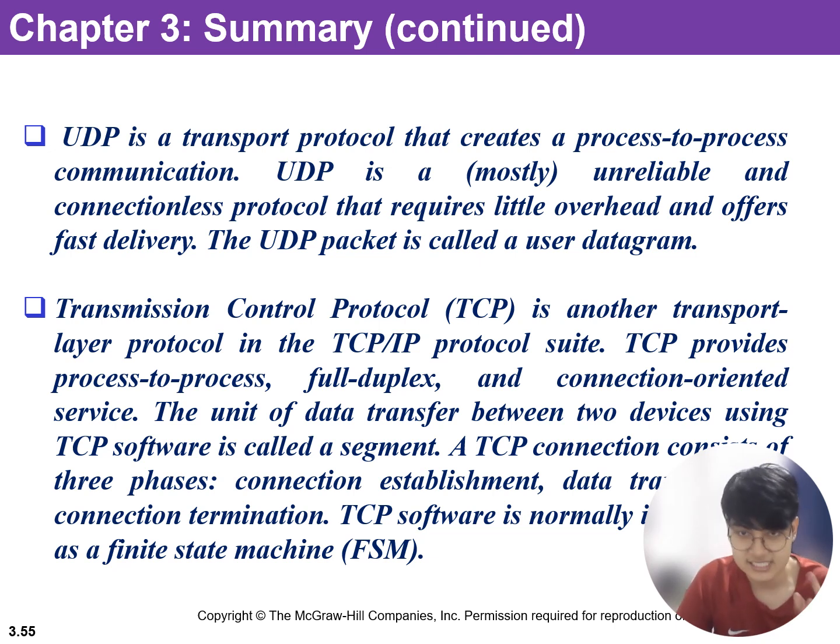Transmission control protocol (TCP) is another transport layer protocol in the TCP/IP protocol suite. TCP supports process-to-process, stream-oriented, and connection-oriented service. The unit of data transfer between two devices using TCP software is called a segment. A TCP connection consists of three phases: connection establishment, data transfer, and connection termination. TCP software is normally implemented as a finite state machine (FSM).